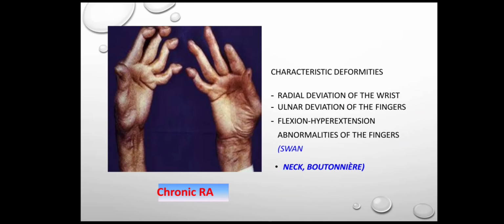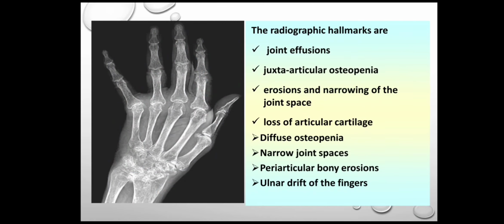In chronic rheumatoid arthritis, the characteristic deformity is the swan neck deformity or boutonniere deformity, where there is radial flexion of the wrist, ulnar deviation of the fingers, and flexion hyperextension abnormalities of the fingers as well. Radiographic hallmarks are joint effusion, juxta-articular osteopenia, erosion and narrowing of joint space, loss of articular cartilage, diffuse osteopenia, periarticular bony erosions, and ulnar drift of the fingers.